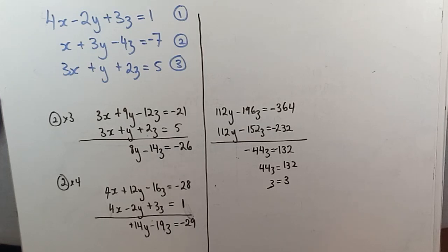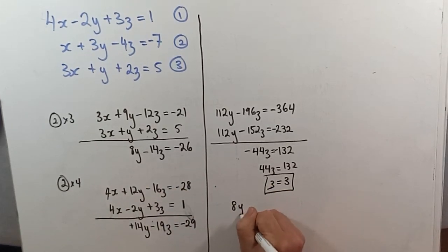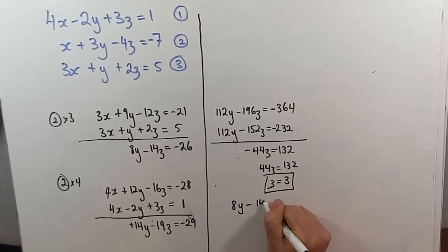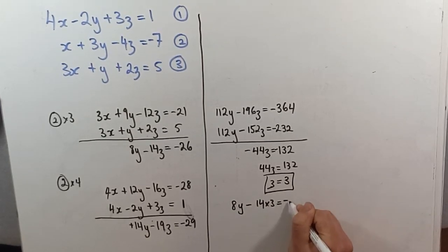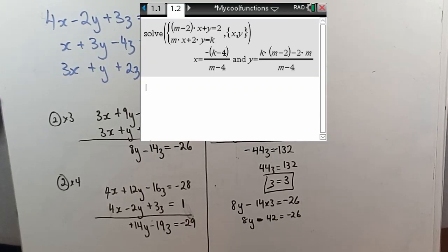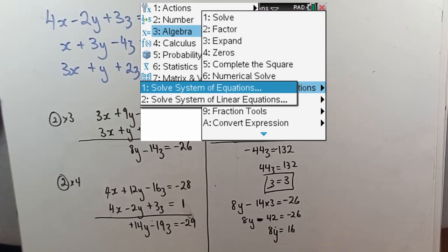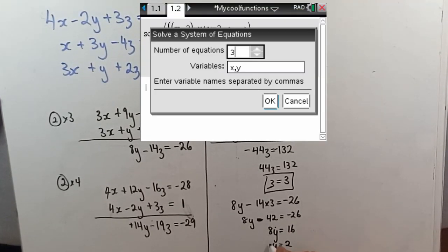Now we've got z, we can find y. So we'll put it into one of these. Let's put it in this one. So we've got 8y minus 14 times 3 equals negative 26. So we've got 8y minus 14 times 3 is 42. Minus 26, so we'll add 26, and that gives 8y equals 16, which means y is equal to 2.